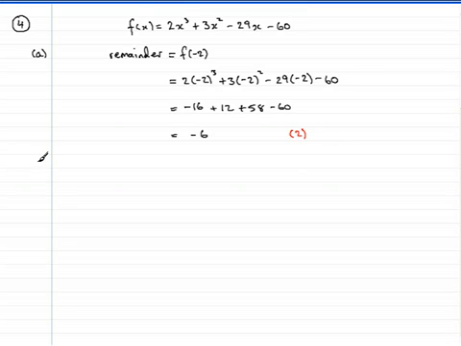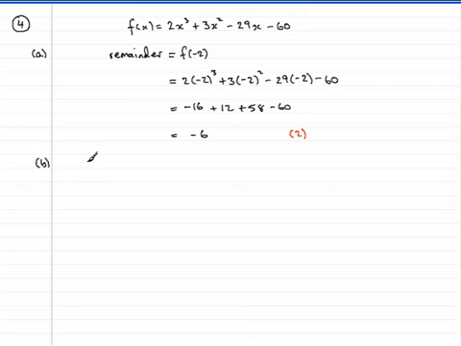Okay, we now move on to part B. And in part B it says use the factor theorem to show that x plus 3 is a factor of f of x. So you might like to pause the video, give that a go, just to show that x plus 3 is a factor of f of x. Come back when ready. Or if you're having problems, our tutorial on the factor theorem may help you again solve this problem.